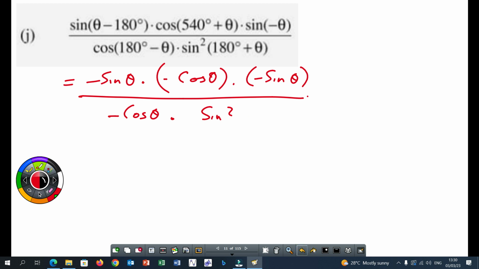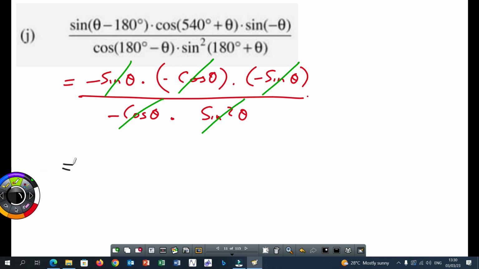Alright? So here, this minus cos and that minus cos cancel. These two here, they cancel with both those two. So the answer will be a positive one.